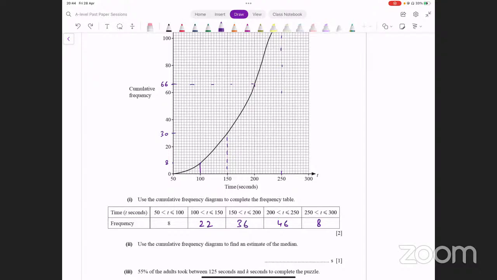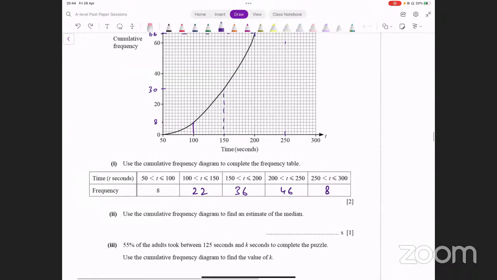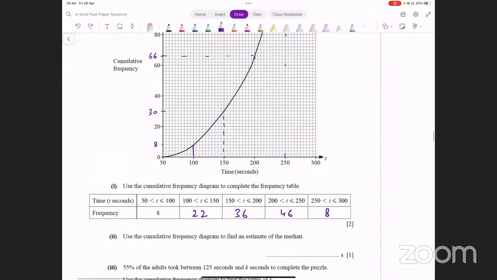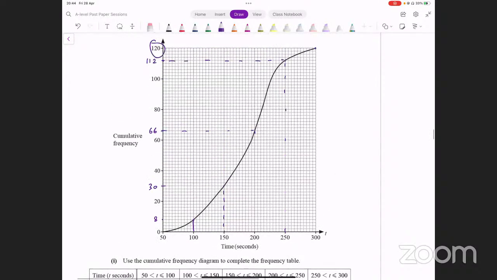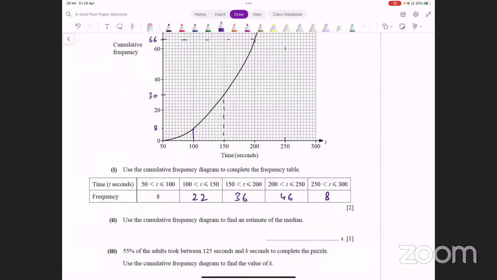Okay. Now the second part says, use the cumulative frequency diagram to find an estimate of the median. Median कैसे estimate करते हैं हम इस data से? Total frequency कितनी है? 120. Median कहाँ पर आएगा? n over 2 के ऊपर, right? 120 का half, that's 60.